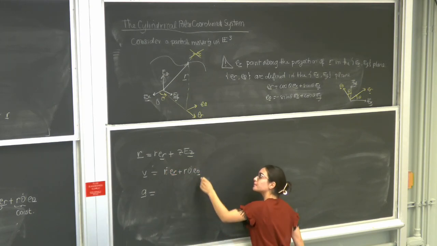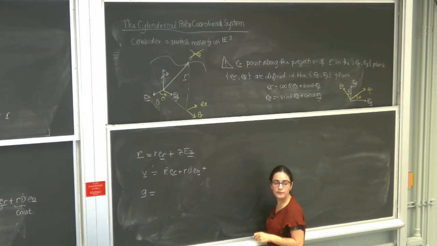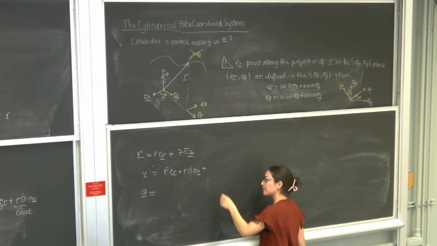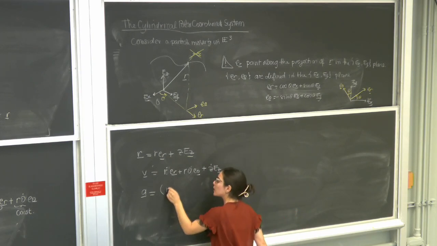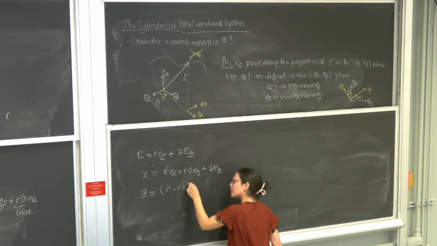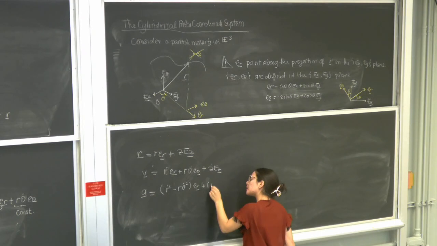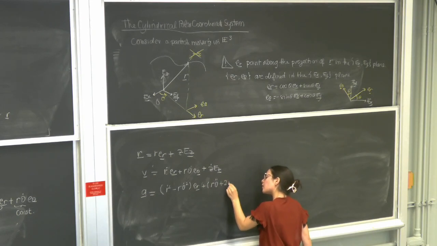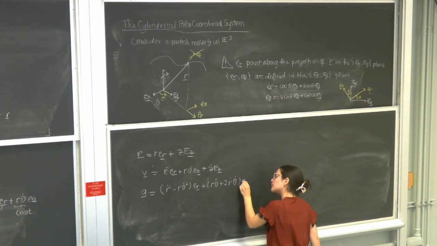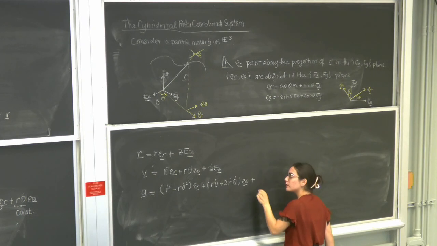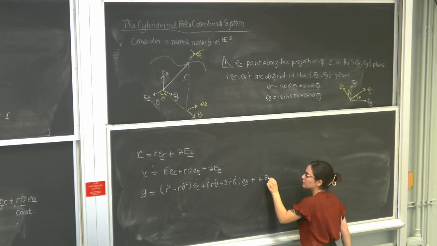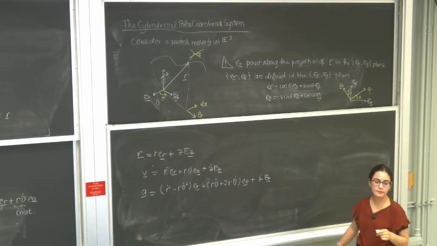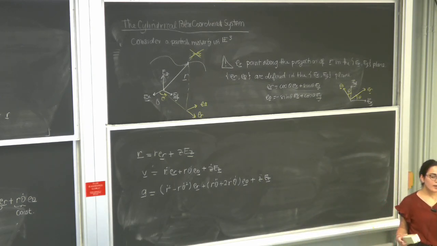plus what? Z dot EZ. And this one is R double dot minus R theta dot squared ER plus R theta double dot plus 2 R dot theta dot E theta plus what? Z double dot EZ. Okay?